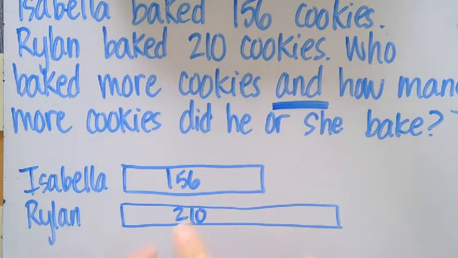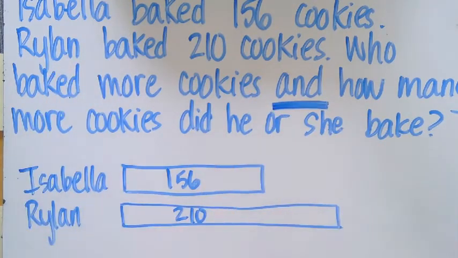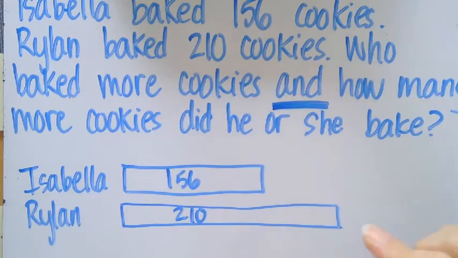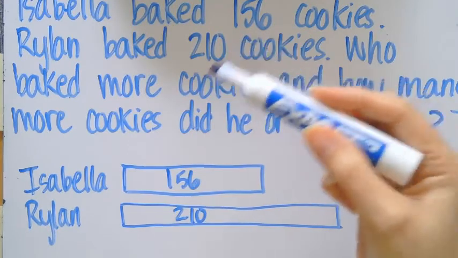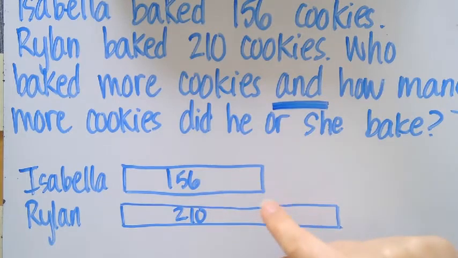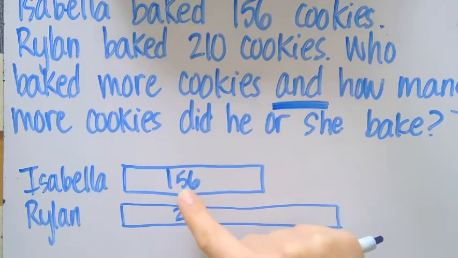Okay, so as I'm doing my work, I need to continue to go back and check my work in the word problem. Okay, Isabella baked 156 cookies. Rylan baked 210 cookies. Who baked more? Okay, I'm going to start with that. So who baked more? So just looking at the numbers, I can quickly tell who did bake more. A second way that shows who bakes more, visually, my eyes go to the longer length right here. Rylan, he definitely made more cookies because 210 is a greater number than 156.